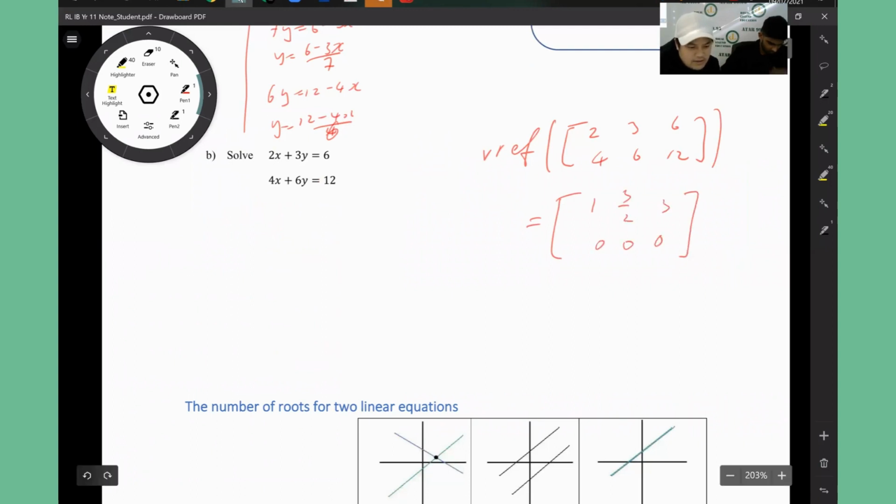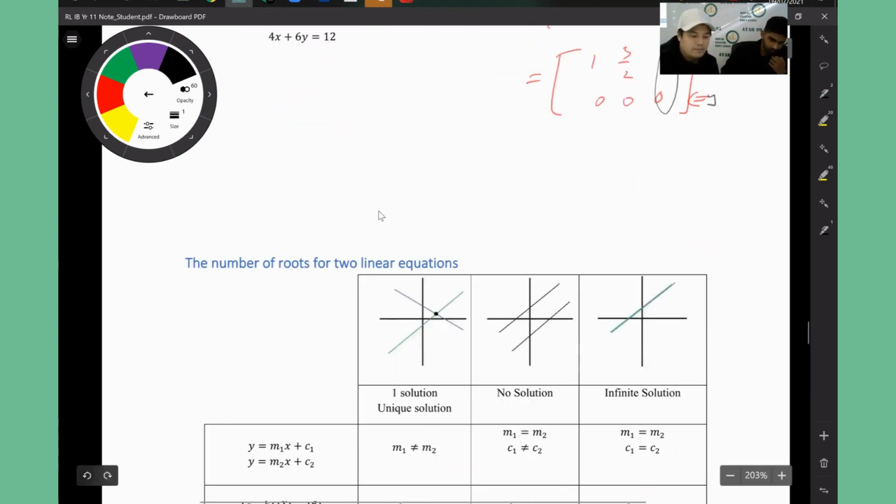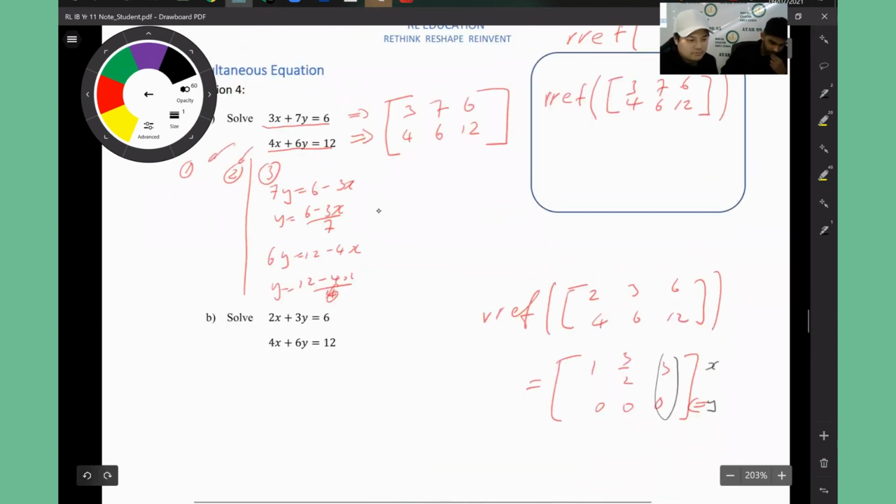So if the bottom row is 0, let's say this is x, the first row represents x and the second row represents y. This is two linear equations, so how many different ways are there to get two lines? 3. If the lines intersect like this, they have one unique solution, and this is this example. You got the answer already.